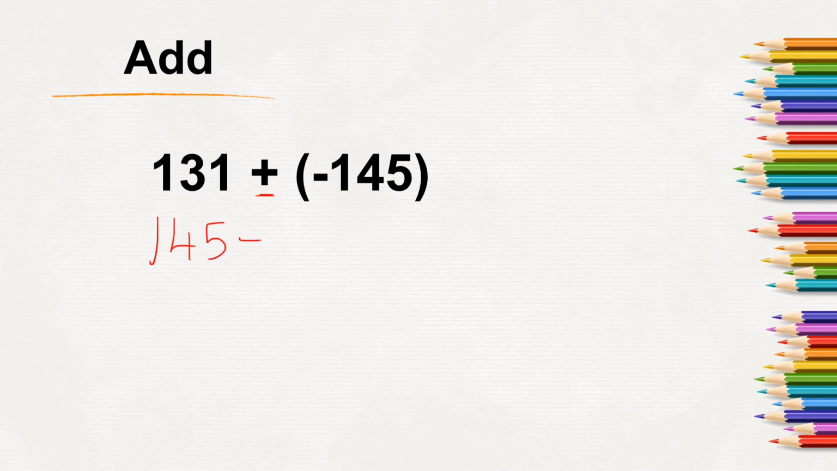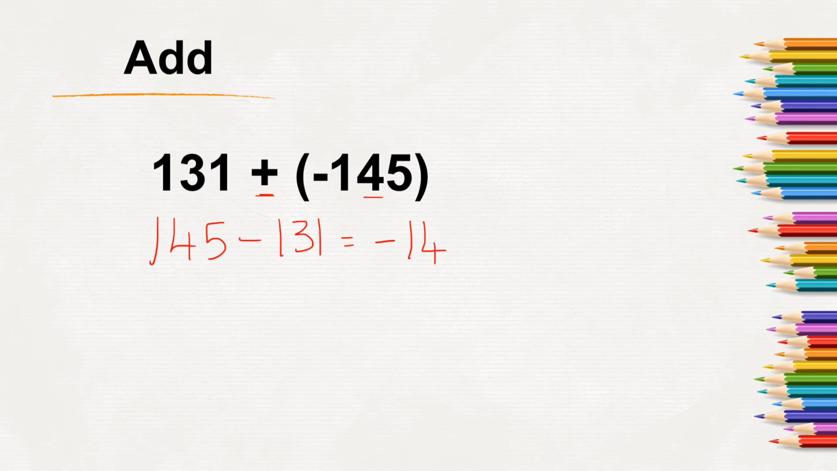145 minus 131 will be 14. Now what do we have to do? We have to look at the greater number and according to the greater number, that sign we will add before the answer. That means minus 14. So 131 plus negative 145 is equal to negative 14.